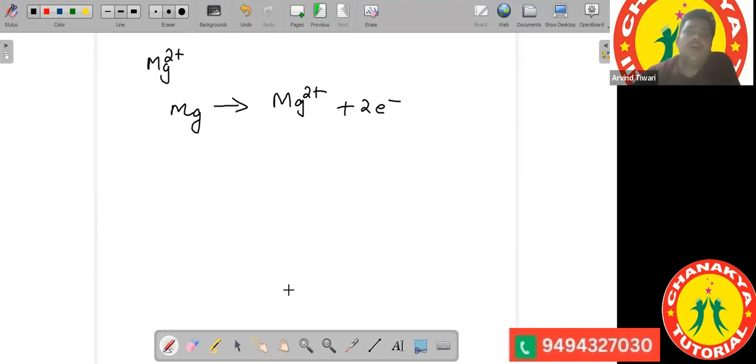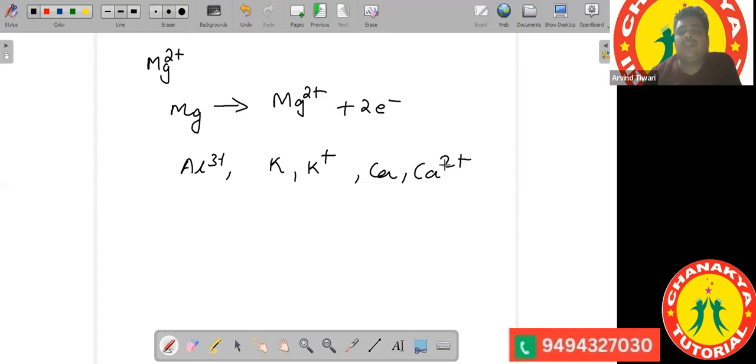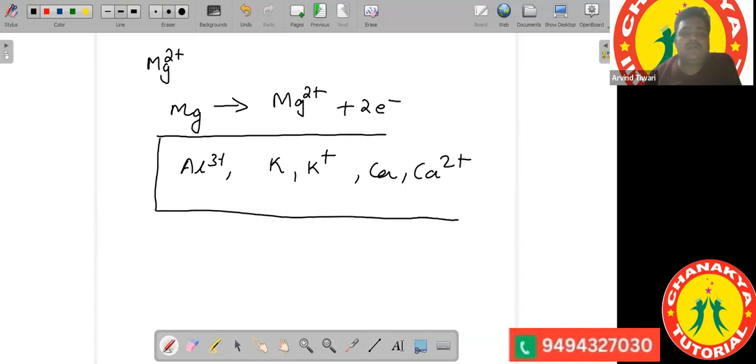Okay. As your homework, you will be writing down the electronic configuration of Al3 plus, potassium, K plus, calcium, and Ca2 plus. Only these are for your homework. Kindly note it down. Also this one, O minus 2, oxide ion also.